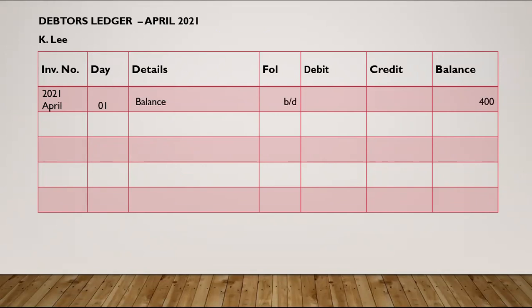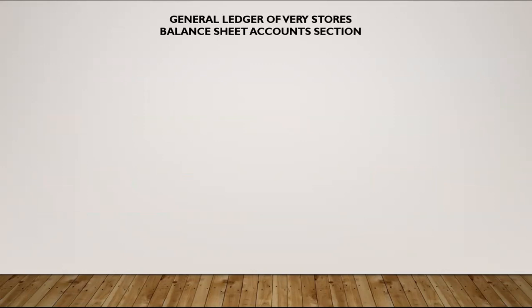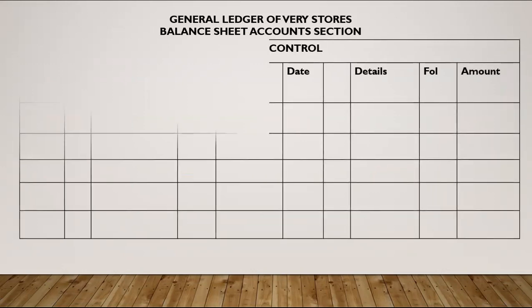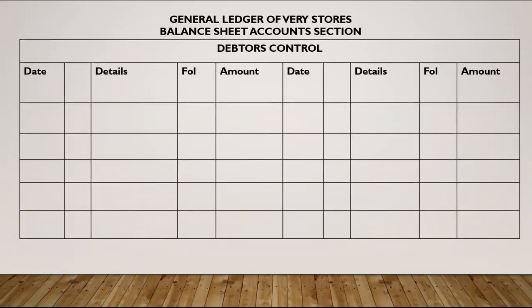Please note that we only have two debtors. Combined, these two debtors at the beginning of the month, they were owing us 500 plus 400, and that is 900. And that will be the balance we will start our debtors control with. So at the beginning of the month, the debtors control balance, which we are going to write as balance brought down, will be that 900 Rand.